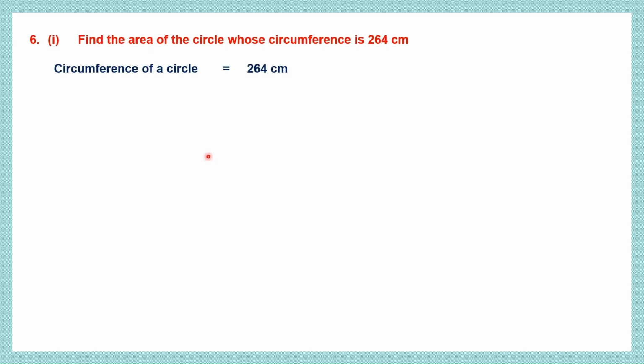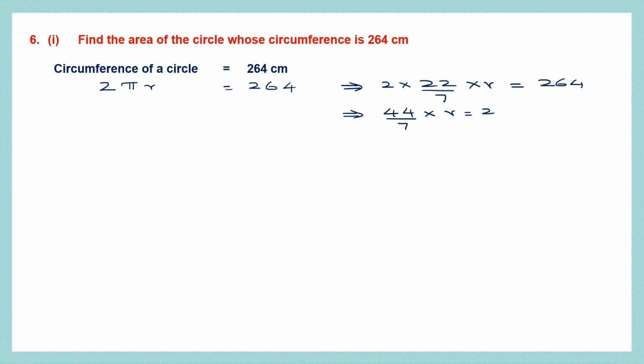So let's begin by saying circumference of a circle is 264 centimeters. Now what is the formula to find the circumference of a circle? The formula is 2 pi r, and that is equal to 264 centimeters. Now let's continue with this. 2 pi r means 2 into 22 by 7 into r, and that is equal to 264. So 2 into 22 is 44. 44 by 7 into r is 264. Now we can find the value of r.